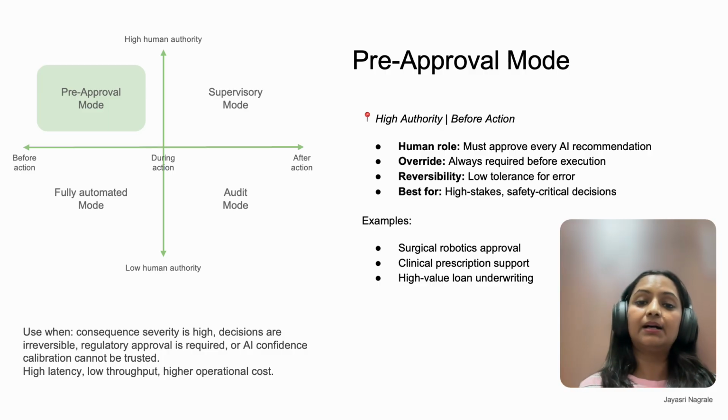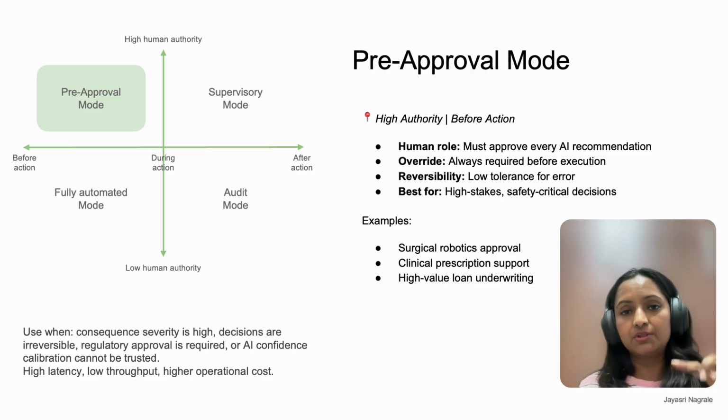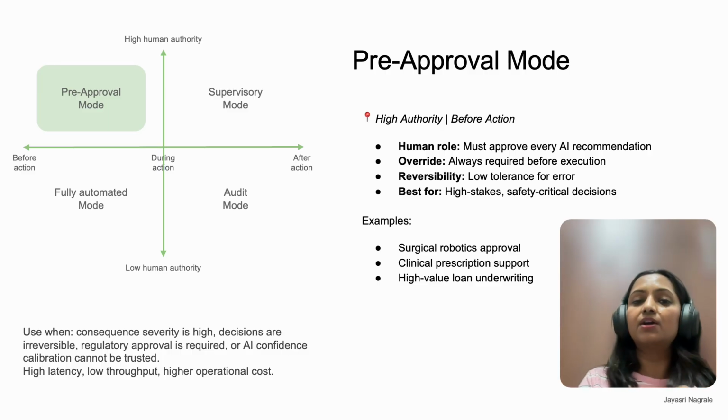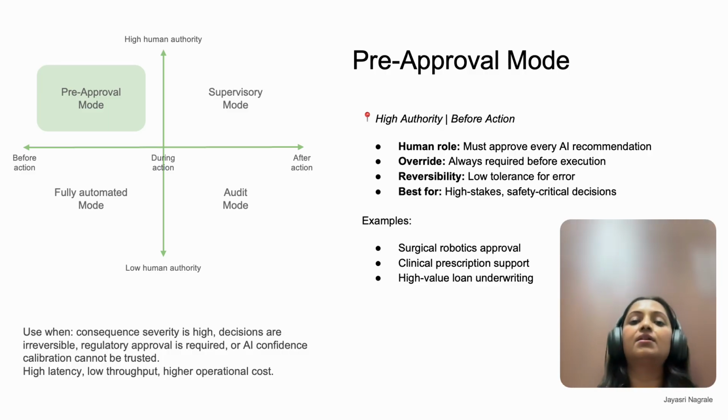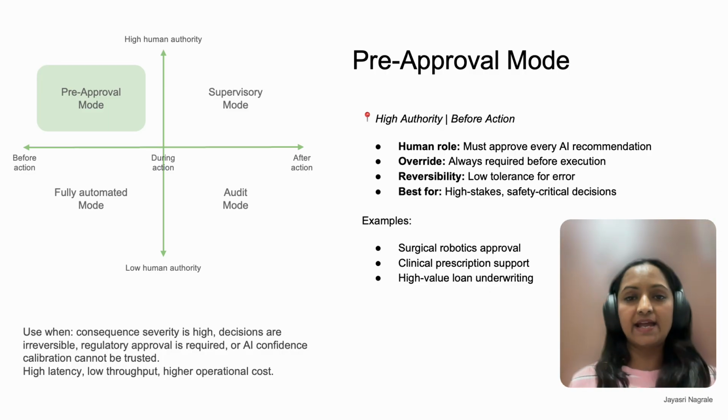At that time, this kind of human in the loop is suggested, where a human has very high authority on the output or the response, and also the human is placed much before the AI action can happen, or much earlier in the AI action process.